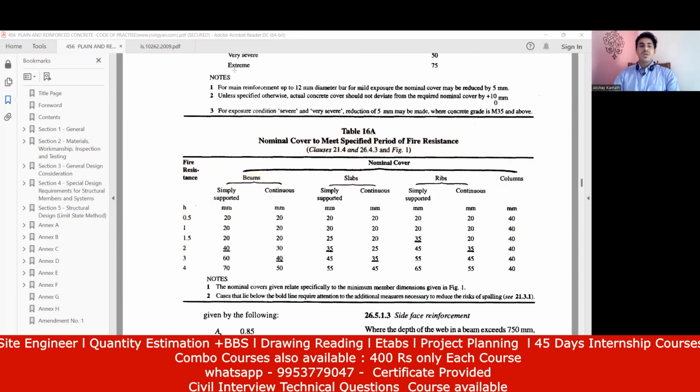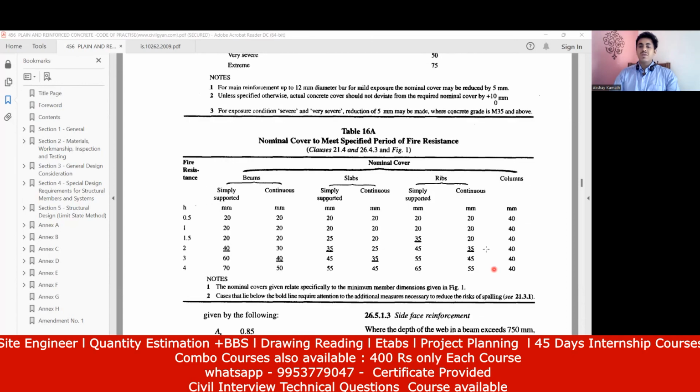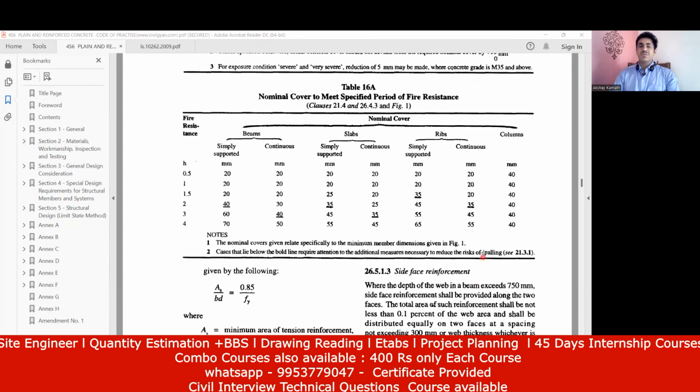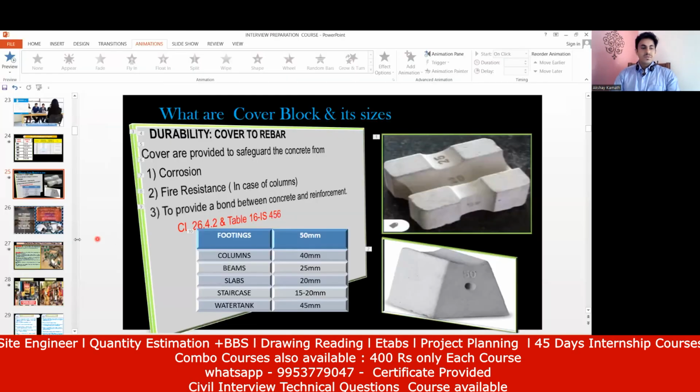Yeah. So other than that, the rest of the things are not required as of now. Whenever we require, I'll be coming to all this, like side face reinforcement and all. And of course, exposure condition, we'll come to the exposure condition a bit later. It's not required. Okay. So cover block is done. We have understood about cover block for column and all these things. And these sizes will be written on the cover block. Like if it is 25, it will be written 20 and so on.